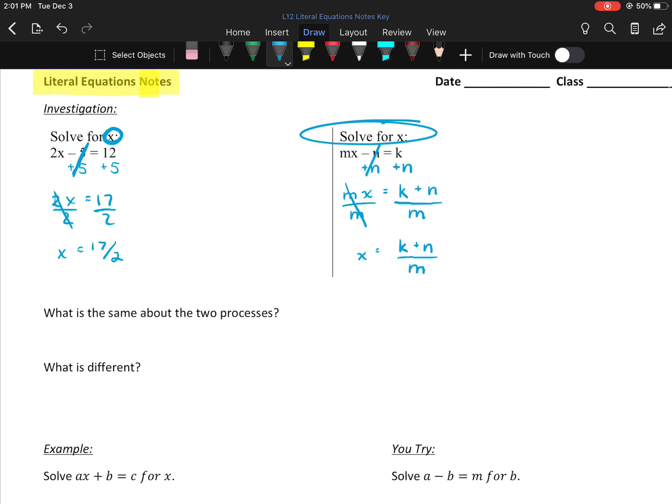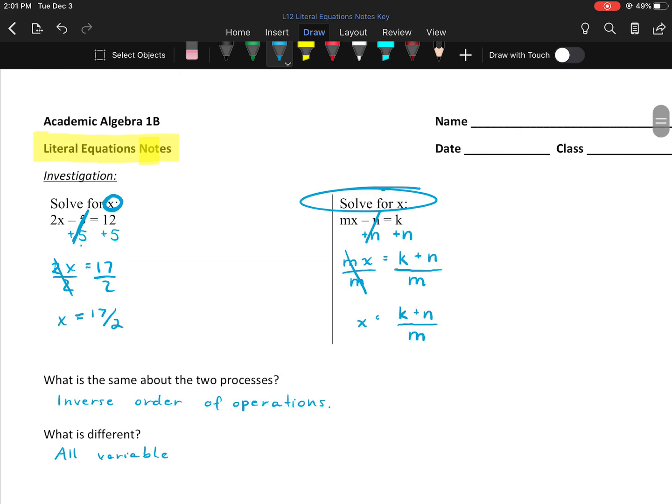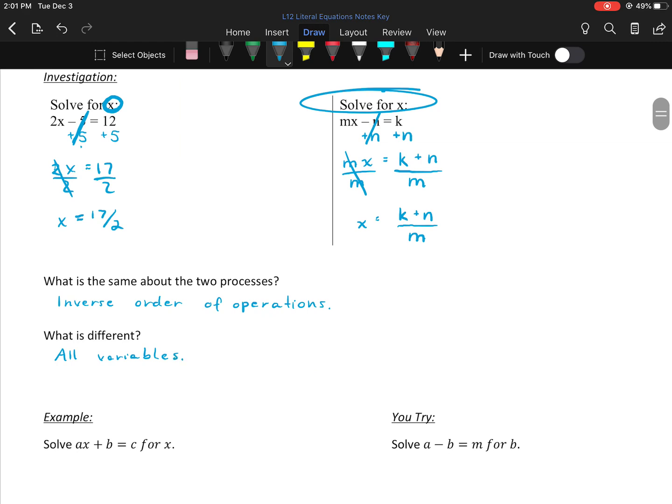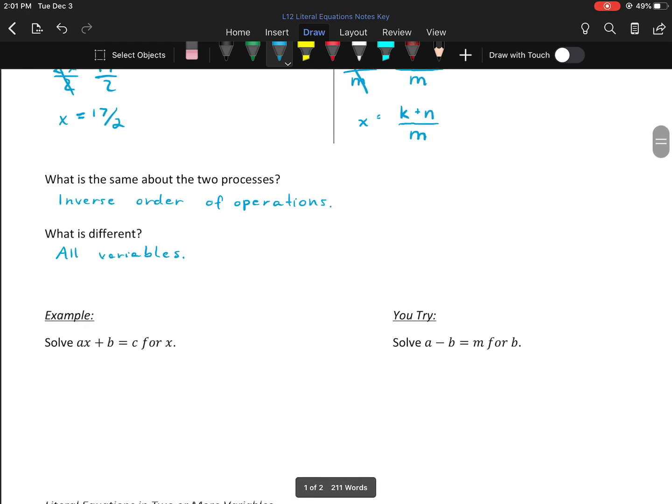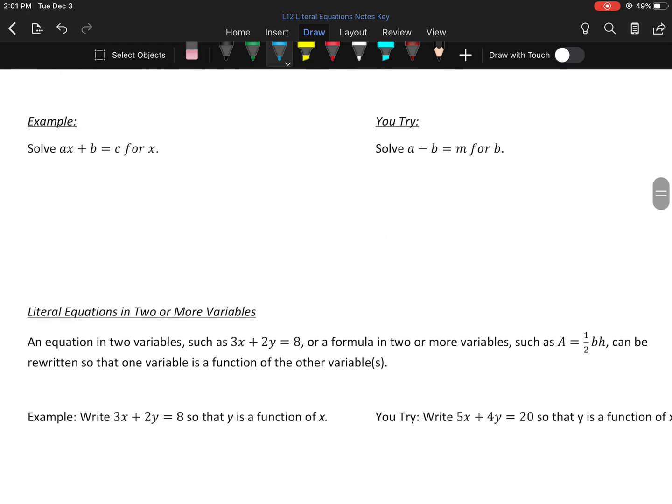So what's the same? The same is that we still did inverse order of operations. We still added and subtracted, and then we multiplied or divided at the end. What's different is that we have all variables, and there's variables in our answer rather than just being 17 over 2. We're not getting a numerical answer, we're getting variable answers, which is fine. Okay, so we're going to go through a few examples.